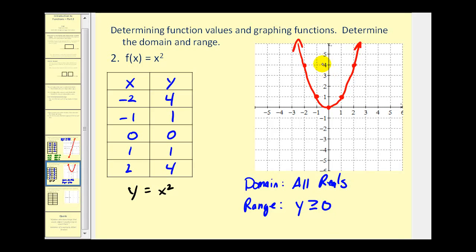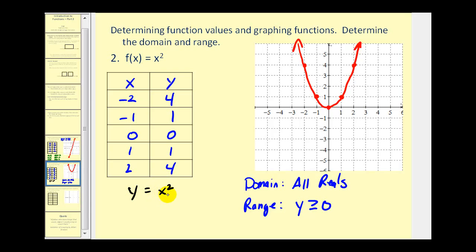Graphically, we can see that here's the y-axis, and the lowest point on the graph is right here when y is equal to 0. All the other y values are positive, verifying that our range would be y greater than or equal to 0. Whenever we're graphing a function, we can't always verify it in the graphing calculator because remember, f of x is equal to y. So when we have function notation, the equation is already solved for y.